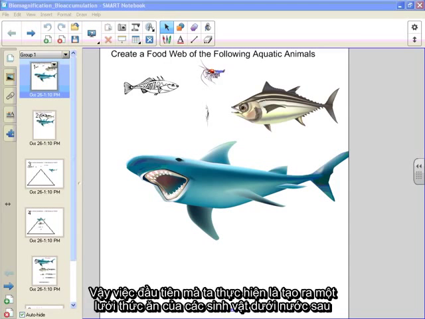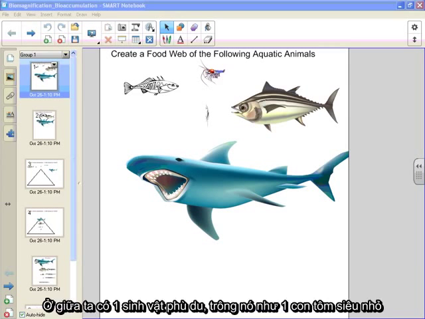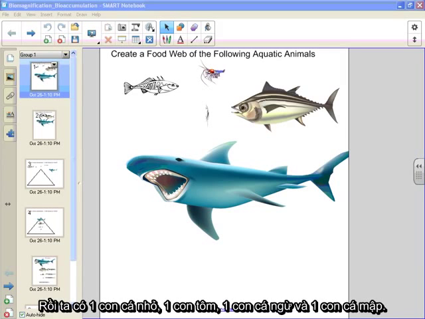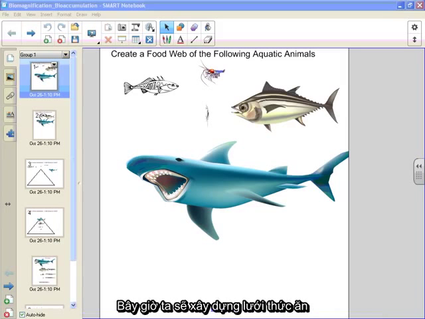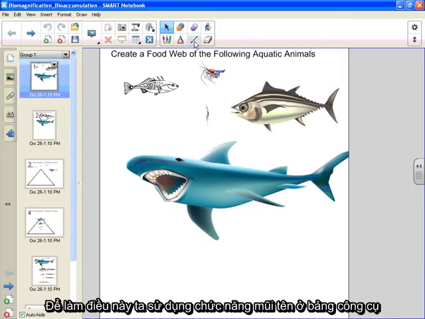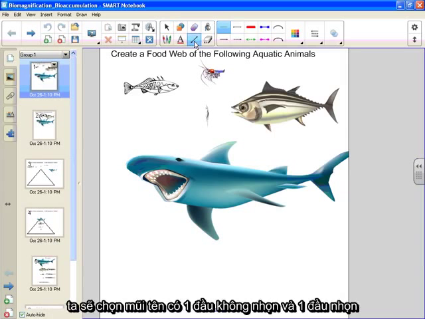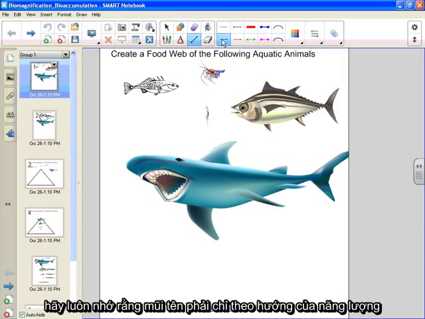So the first thing we're going to do is build a food web of these aquatic organisms. In the center is a zooplankton. It's like a little microscopic shrimp. So you have zooplankton. Then you have small fish, you have shrimp, you have tuna, and then you have a shark. So we're going to create a food web. To do that, we're going to use the arrow functions on Smartboard. We're going to choose the arrow that has a blunt end and then an arrowhead. Now, always remember, the arrow points to the direction of energy flow.